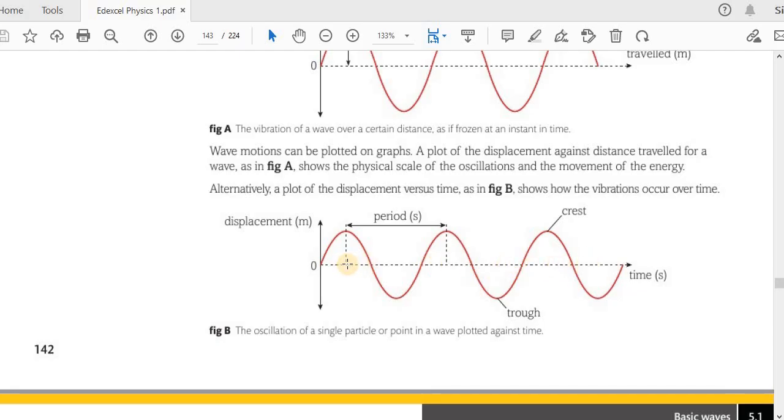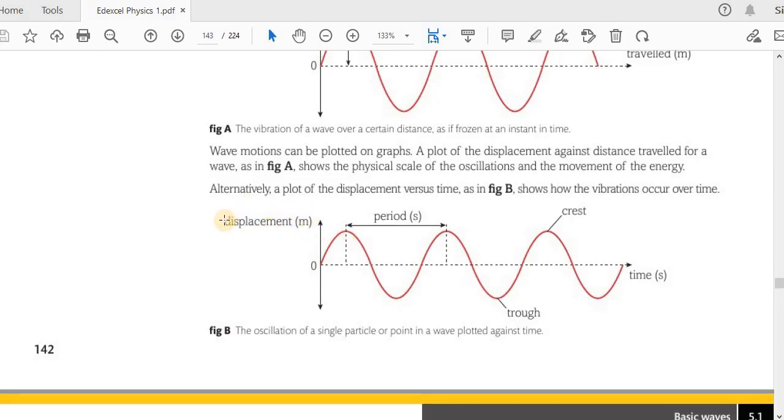That means when the wave eventually dies, when the energy of the wave decreases, this amplitude can decrease. Amplitude is the maximum height of the crest. So from here to here is the amplitude. That is the maximum displacement.